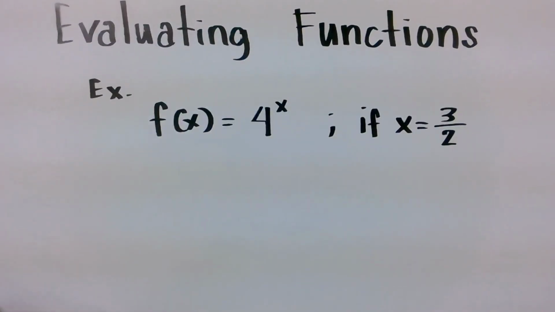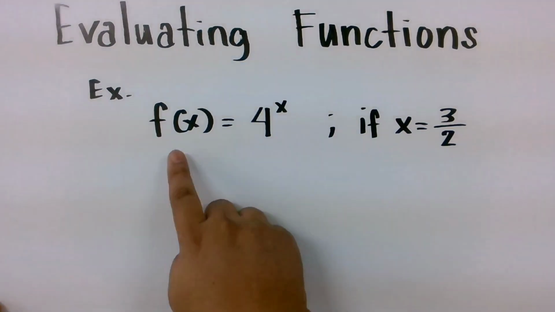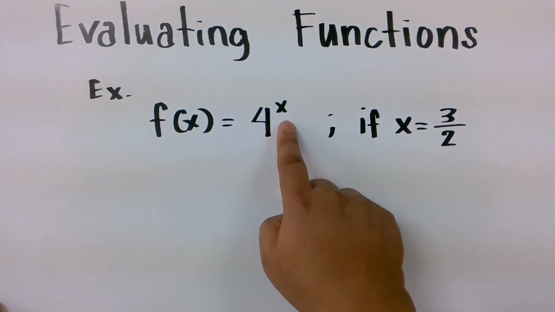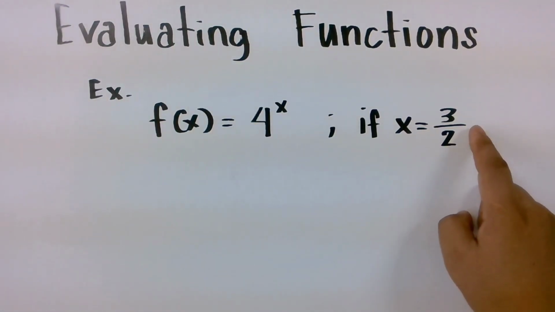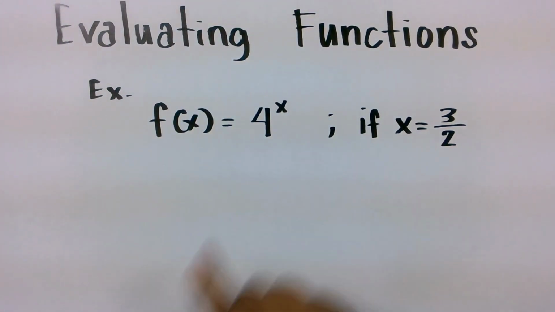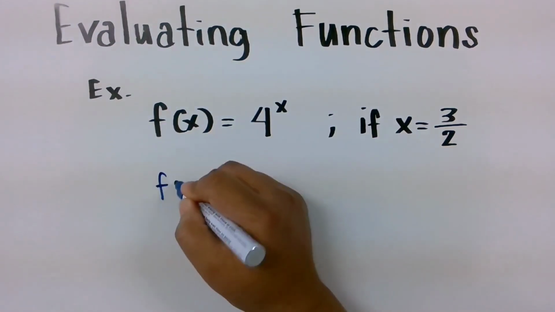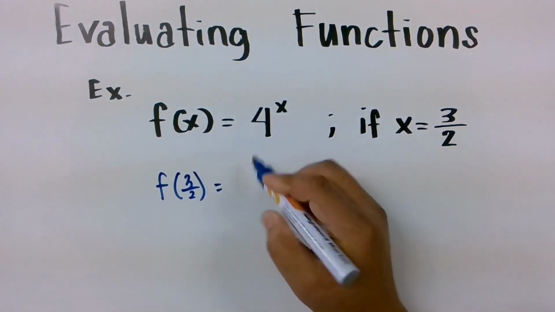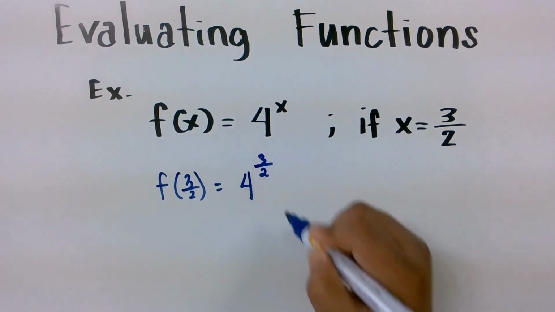Okay. Alright, so this is our last example, and this is an exponential function. F of x equals 4 raised to the power of x, if x is equal to 3/2. Okay. So exponential function to, ha. So let's just replace x with 3/2. So f of 3/2 equals 4. Okay, so our x is 3/2.